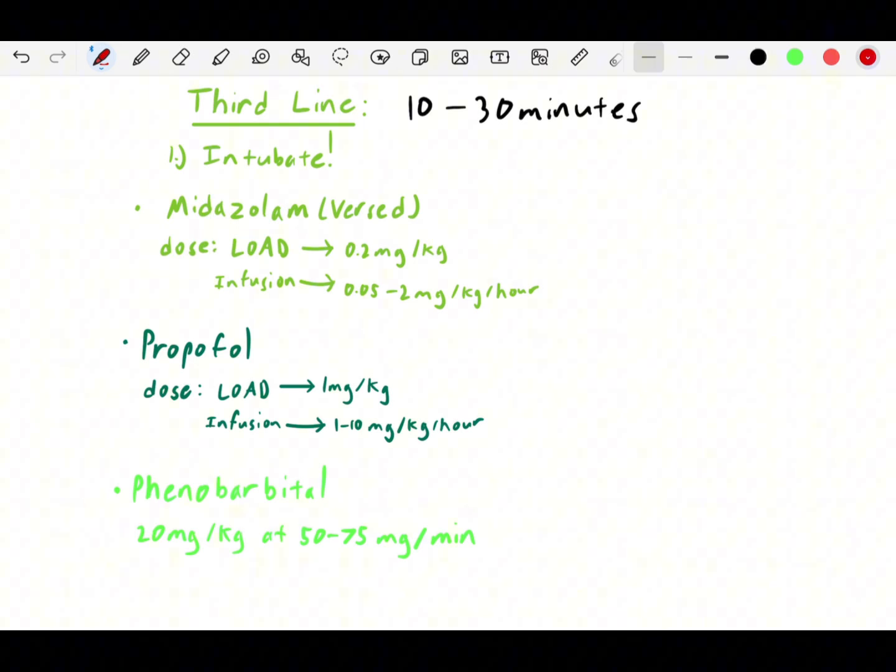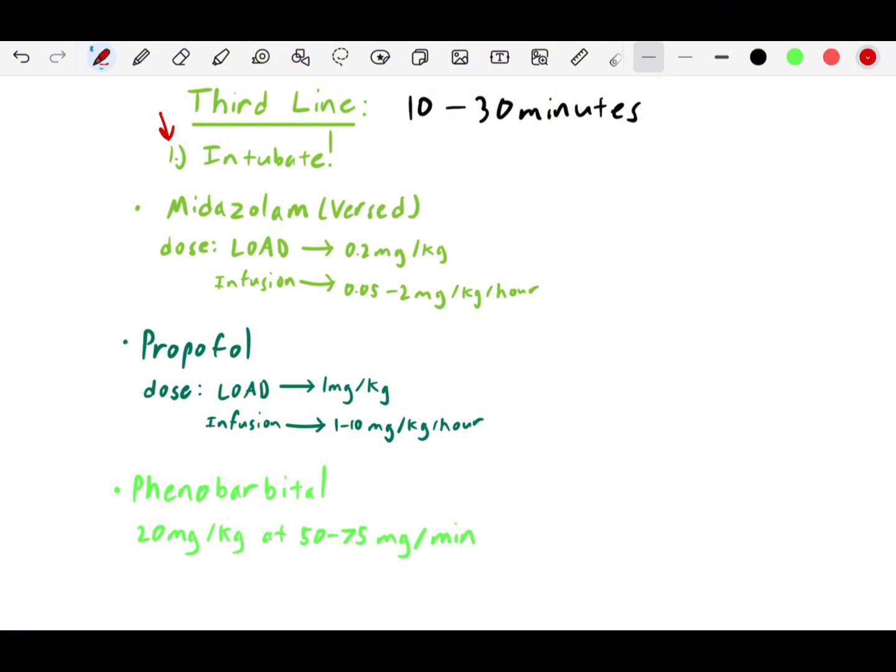When you get to that third line, the important thing here is that you will want to intubate the patient. 1, for airway protection, and 2, the way I think about it in my mind is you're about to give this patient a third line medication that has the potential to make them apneic, which means they won't be breathing. So you're going to need to protect their airway. Now let's go ahead and discuss some of the third line agents.